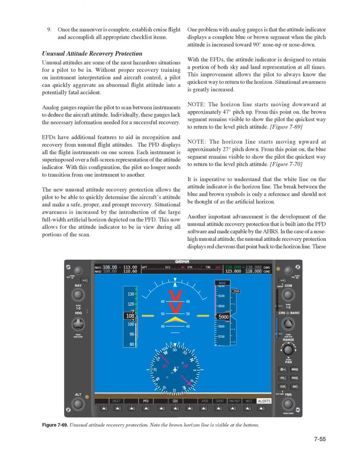Note, the horizon line starts moving downward at approximately 47 degrees pitch up. From this point on, the brown segment remains visible to show the pilot the quickest way to return to the level pitch attitude. Figure 769. Note, the horizon line starts moving upward at approximately 27 degrees pitch down. From this point on, the blue segment remains visible to show the pilot the quickest way to return to the level pitch attitude. Figure 770. It is imperative to understand that the white line on the attitude indicator is the horizon line. The break between the blue and brown symbols is only a reference and should not be thought of as the artificial horizon.